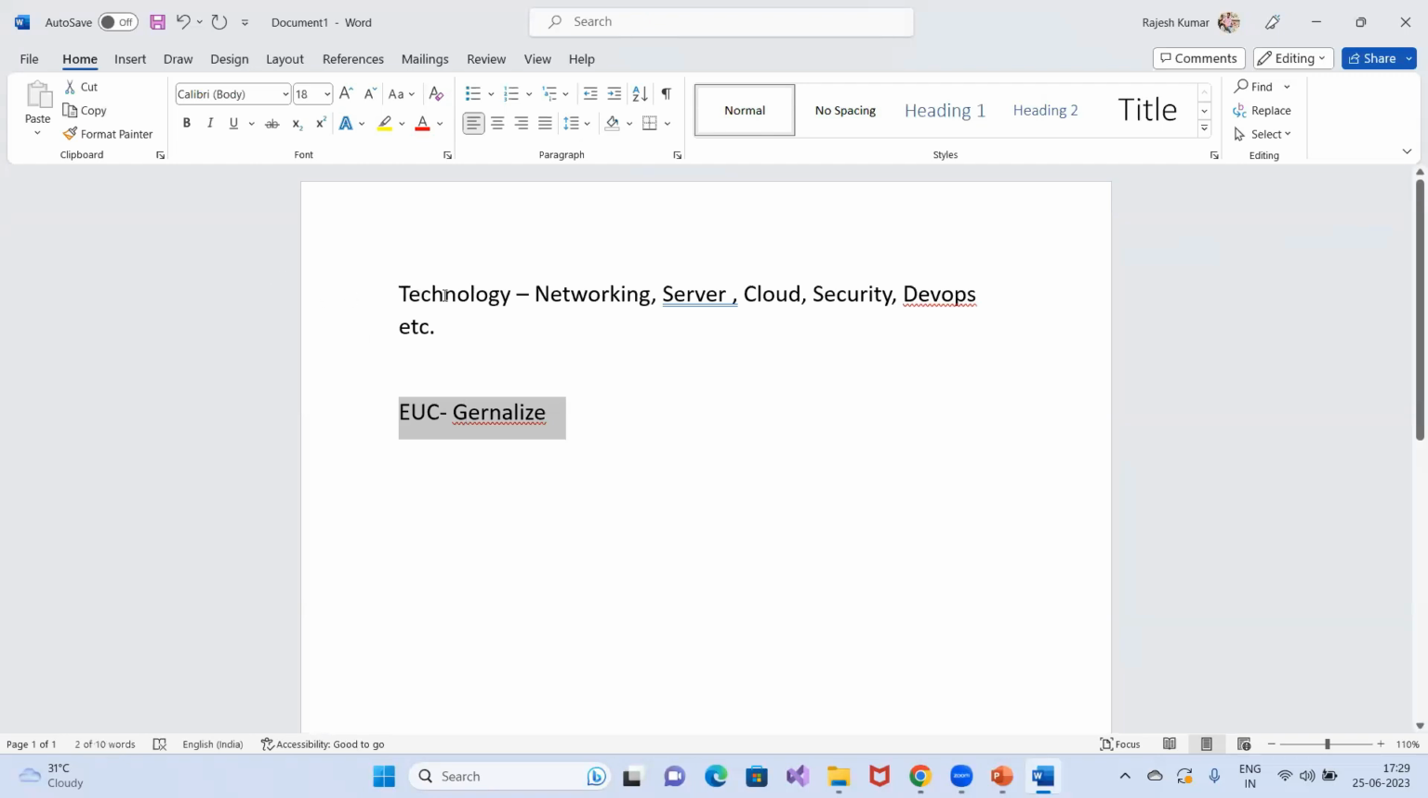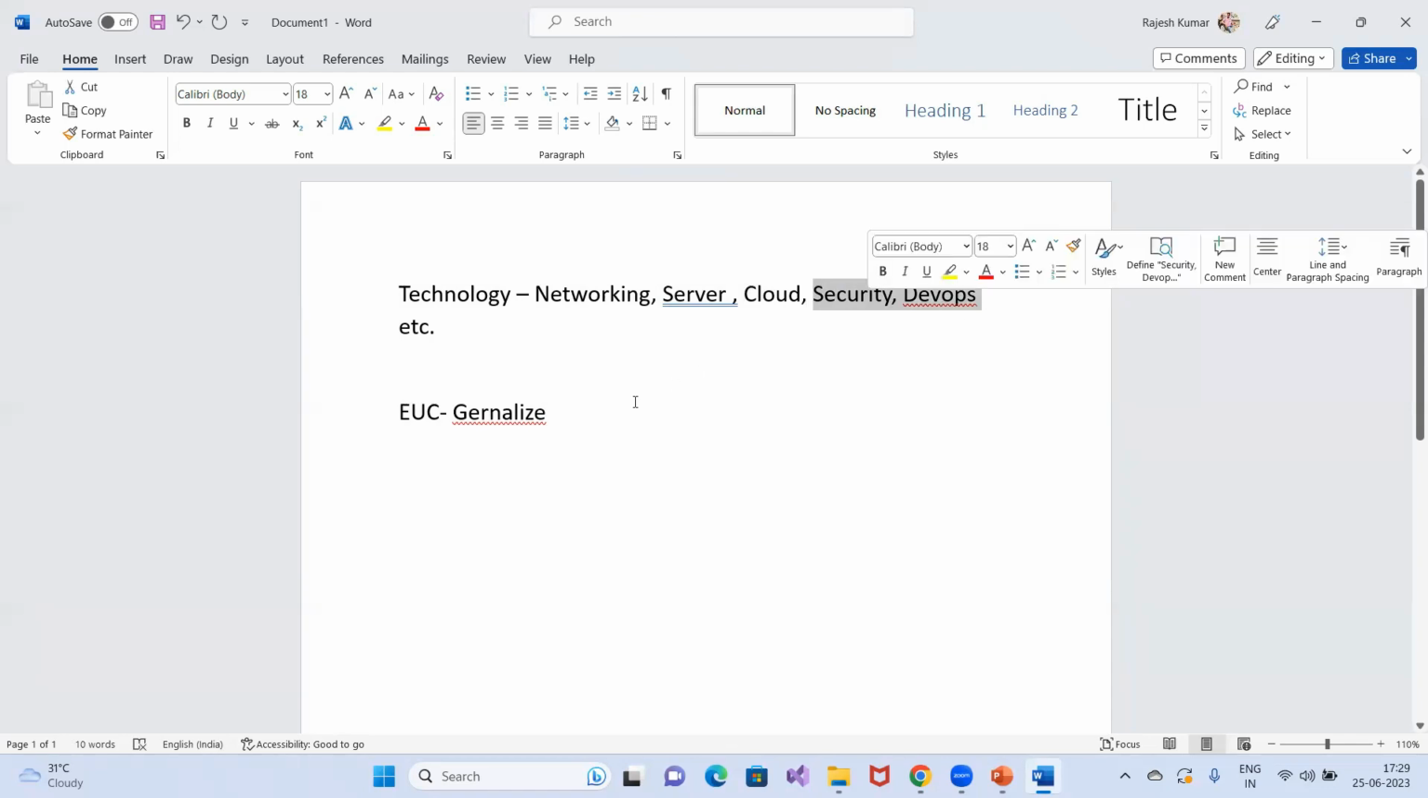So when we talk about the technology, you need to choose a specific technology so that you can pick that, you can work on that, and you can grow. In every technology job, there is a growth. If you become the network engineer, there is a growth. If you go for server engineering, there is a growth. If you go for the cloud, there is a growth. If you go for security and DevOps, there is a growth.